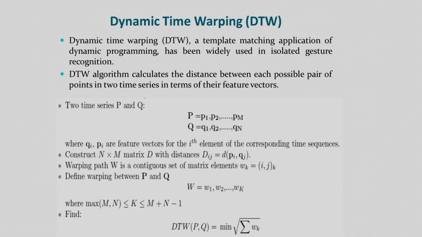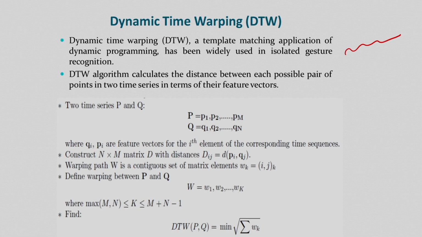So what is DTW? You can see in my next slide. This is the dynamic time warping algorithm. This algorithm is mainly template matching, and it is used in isolated gesture recognition. Suppose in case of gesture recognition, I have one trajectory, the gesture trajectory, because the hand is moving. From the video I can determine the gesture trajectory. So we have the trajectories of all the gestures. These are called the template gestures or the template trajectories.